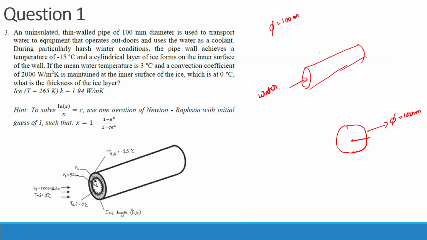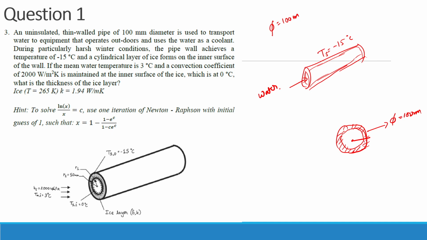That is, the temperature at the surface in winter reaches -15 degrees Celsius, and since water is flowing inside, a layer of ice forms inside. So a layer of ice will be formed inside. So if we just show it over here, so this is the layer of the ice.